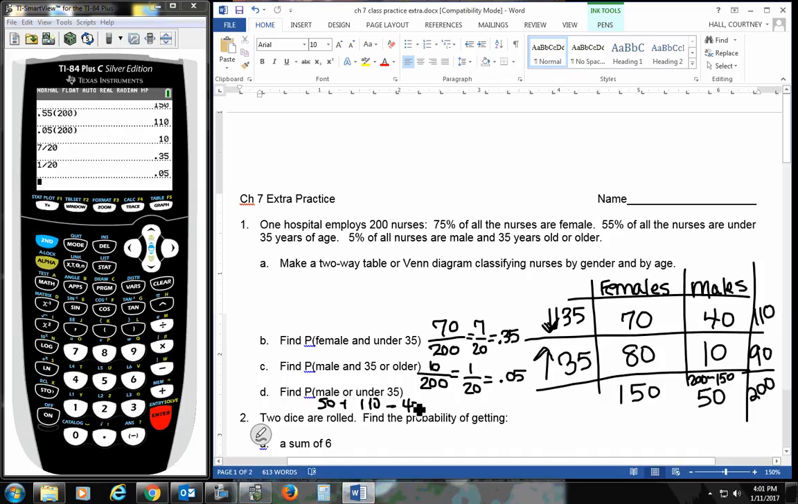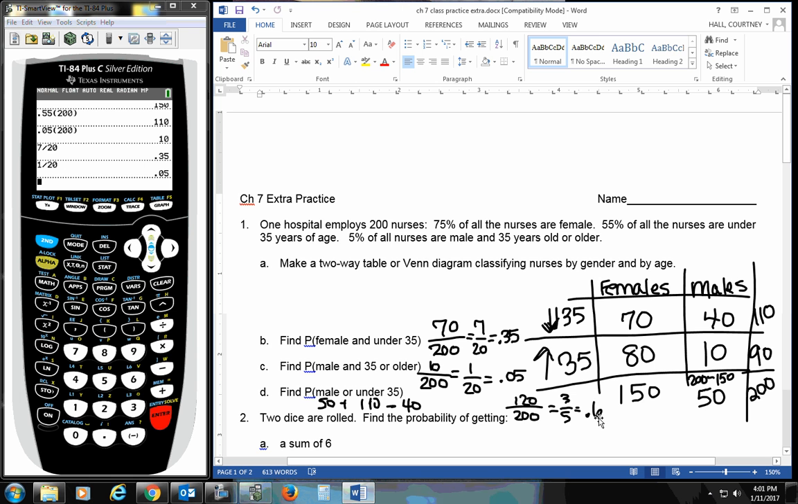So I did the 50 total males, the 110 total people that are under 35. But in those, I counted the 40 males that are under 35. I counted them in both groups. So you have to subtract that overlap. So 50 plus 110 minus 40 ends up being 120. But remember, we're doing probability, so we need to take that out of the total of 200. So 120 over 200 simplifies to 3/5 if I divide the top and the bottom both by 4. And then 3/5 would be 60% or 0.6.